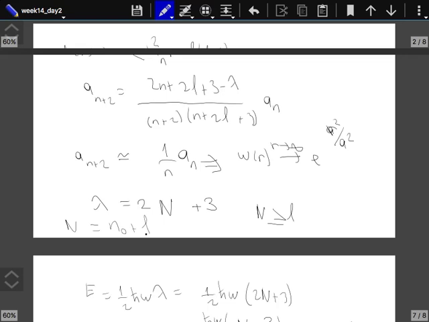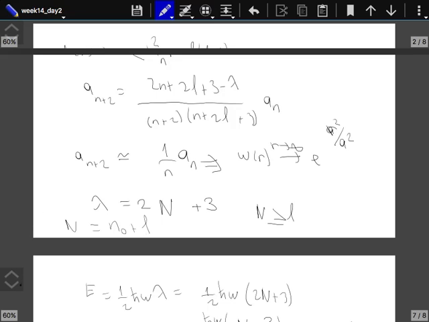For each value of L, there should be an integer N0 such that N0 plus L should be equal to our capital N, and then our series expansion just terminates at this term. And that gives us what the energy eigenvalue should be.